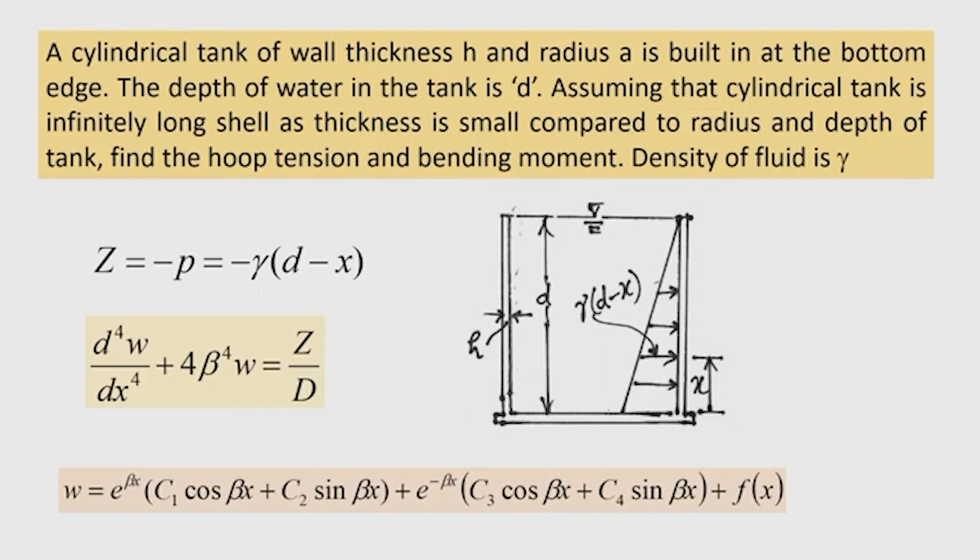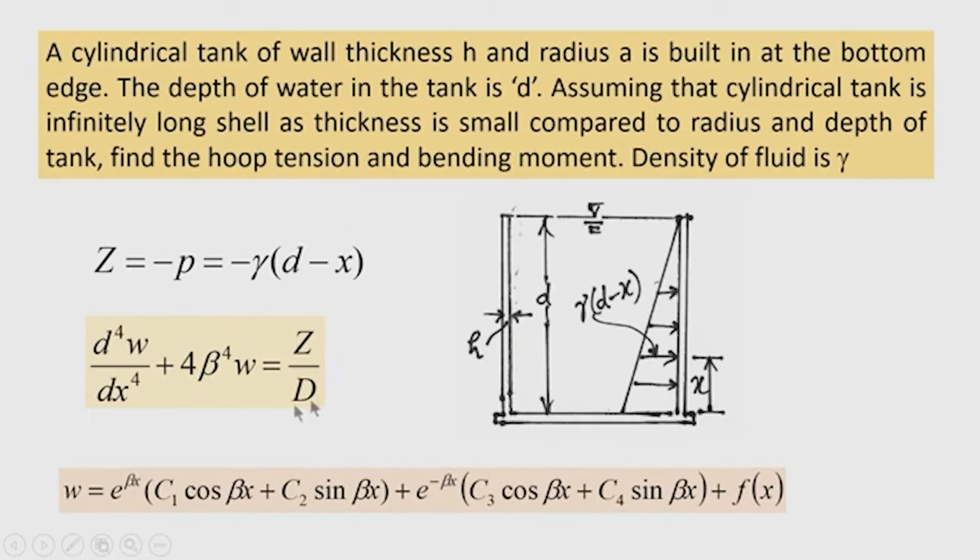So, the shell is fixed at the bottom edge. The depth of the water in the tank is d. Water or any fluid whose density is taken as gamma. Now, assuming that the cylindrical tank is an infinitely long shell, we will use this condition that the shell is infinitely long, but it is not necessary. If the conditions at the two ends are defined and the shell is treated as a tank of finite length, then also the equation or solution can be obtained. So, our intention is to find the hoop tension and bending moment in the shell.